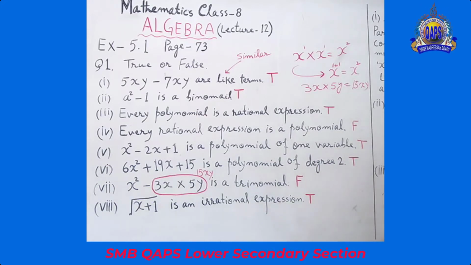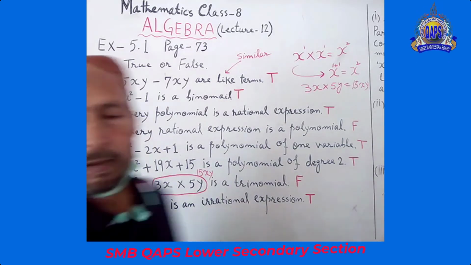Last one. Under root x plus 1 is an irrational expression. Yes, true. Why? Expressions like this, under root, these are known as irrational expressions. So, the answer is true. You understand?